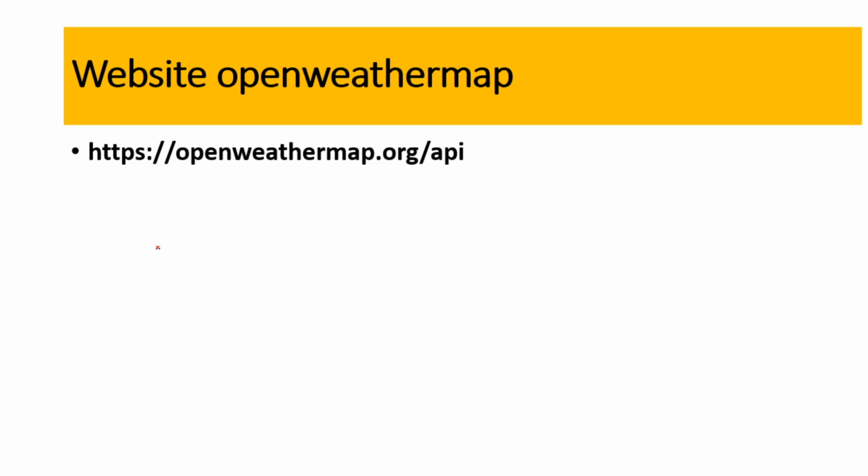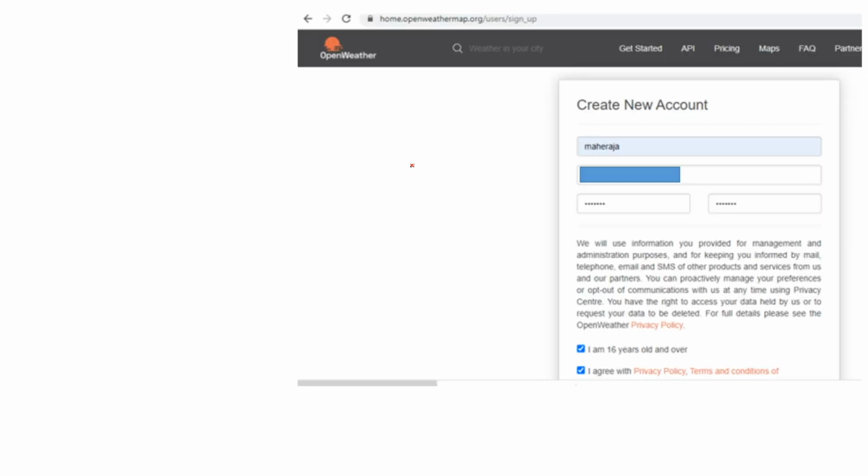In order to get this API key, we are supposed to go to the web page openweathermap.org. Once you land on it, we register ourselves and generate the API key. All the generated API keys, we need to copy. To create an account, you just give your name, your email ID, and your password.